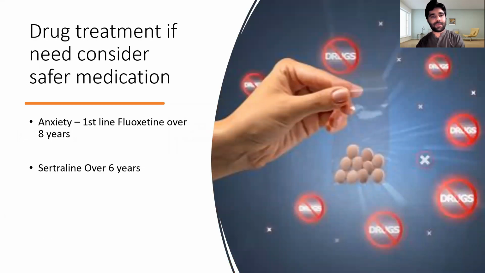Certain cases of separation anxiety do not respond to non-pharmacological treatment, and in that case, review of the diagnosis is important, and we can consider certain medication. In children, for anxiety disorder, the first-line treatment is fluoxetine, which can be given over age 8 years, and sertraline, which can be given over 6 years of age.